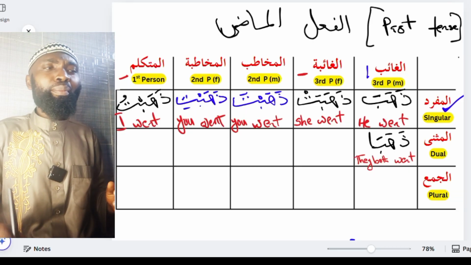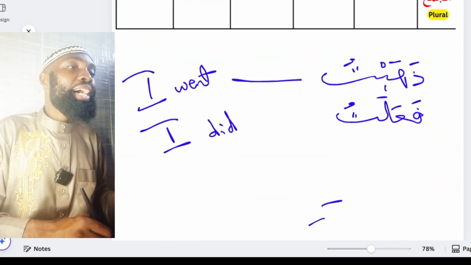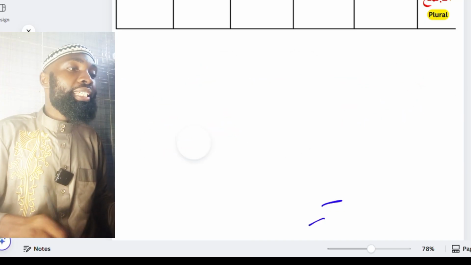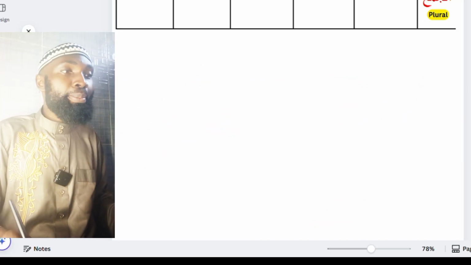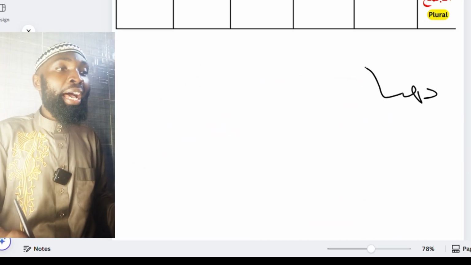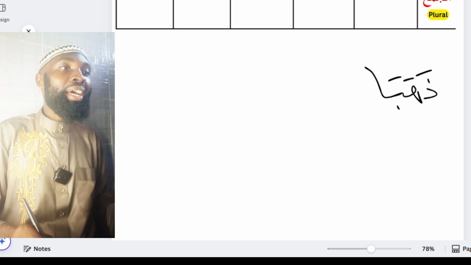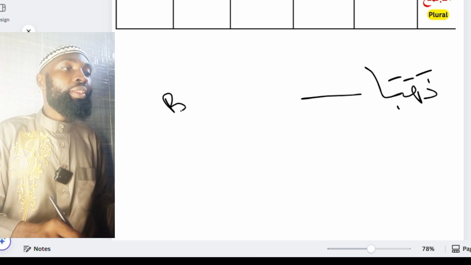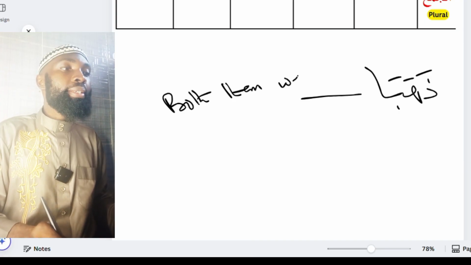Dhahaba, good. Assuming we have another verb. Now the word is what? Dhahaba, which means both of them went. Dhahaba, look at it. Dhahaba, both of them went. Both of them went.